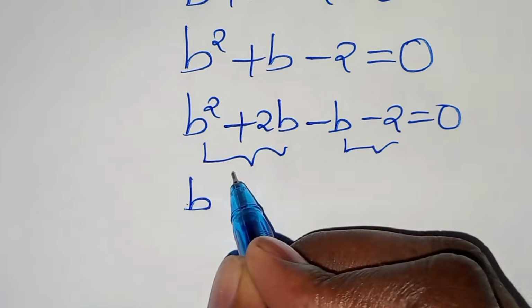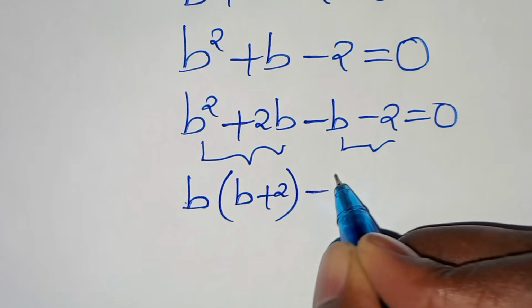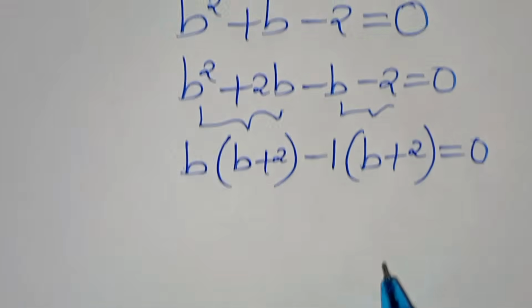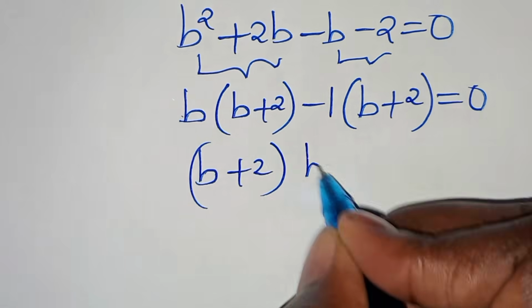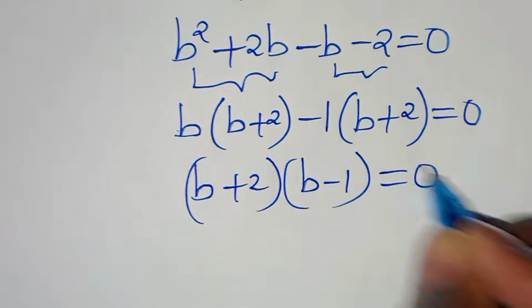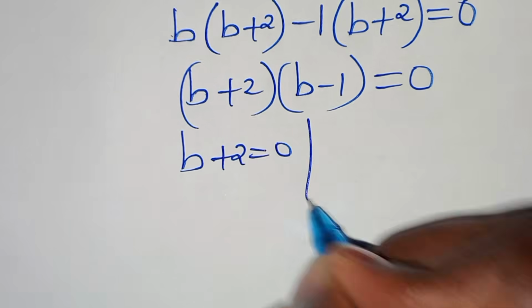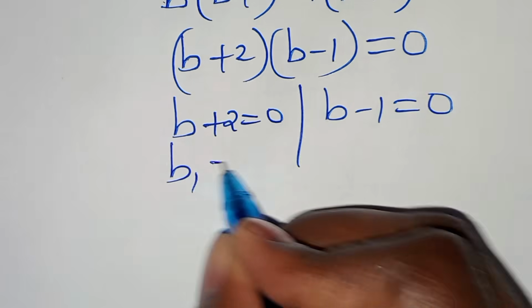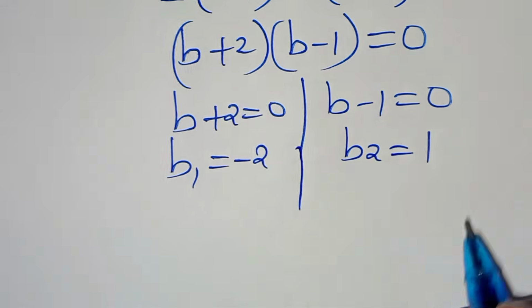So we have got two parts here. The first part, b is common, so we have b plus 2, minus 1 into the parentheses, this is b plus 2, and this is equal to 0. So we have b plus 2 is common, then we have b minus 1, this is equal to 0. So we have b plus 2 equal to 0, and b minus 1 equal to 0. So b1 is equal to minus 2, and b2 is equal to 1.